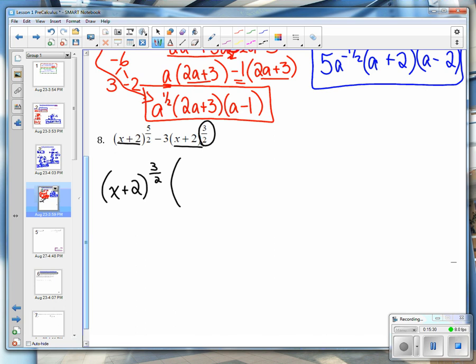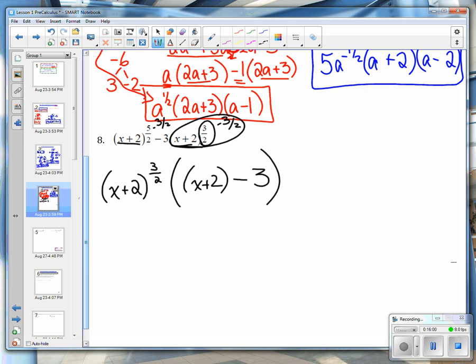I still do the same thing, so I'm going to minus that 3 over 2 from both of those. So 5 over 2 minus 3 over 2 is going to be 2 over 2, which is 1. So we're just going to have x plus 2 to the power of 1. And then I've got minus 3 times this guy, which remember is going to be to the power of 0, which is just going to disappear, going to cancel out. So we're left with that.